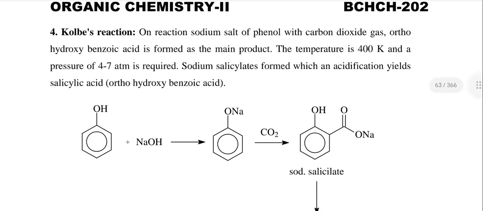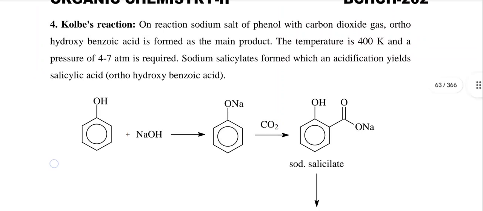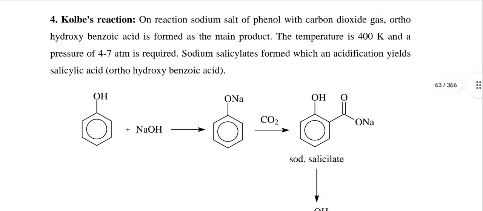Kolbe's reaction. On reaction of the sodium salt of phenol with carbon dioxide, ortho-hydroxybenzoic acid is formed as the main product. A temperature of 400 Kelvin and a pressure of 4 to 7 atm is required. Sodium salicylate is formed, which on acidification yields salicylic acid.